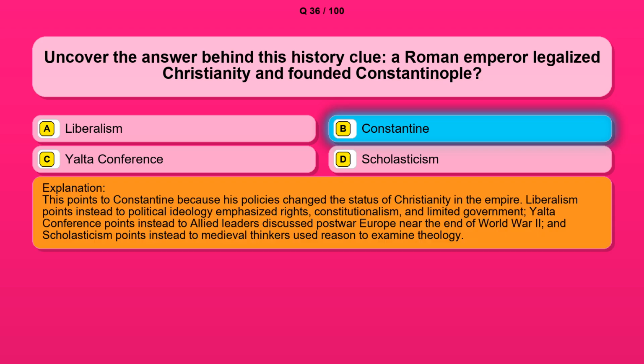This points to Constantine because his policies changed the status of Christianity in the empire. Liberalism points instead to a political ideology that emphasized rights, constitutionalism, and limited government. Yalta Conference points instead to Allied leaders discussing post-war Europe near the end of World War II, and scholasticism points instead to medieval thinkers using reason to examine theology.